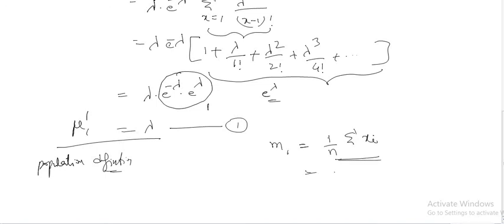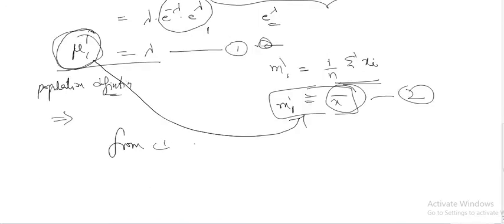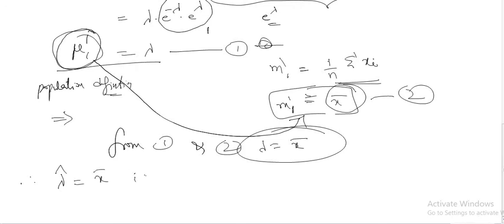What is this one? X m1 equals to. Now this mu1 dash is replaced with this m1 dash. So this mu1 dash is replaced by this value. That means from these two, say for example this is 1, this is from 1 and 1, lambda equals x bar. Therefore lambda cap is x bar.